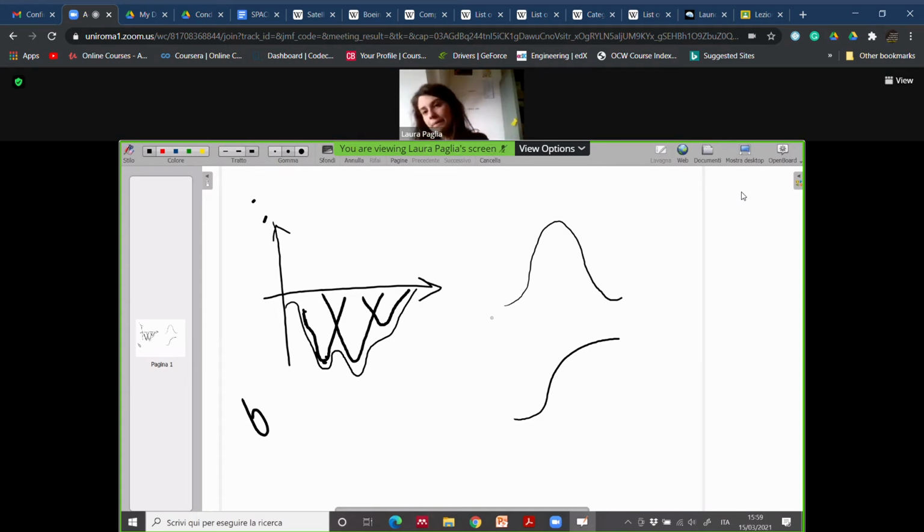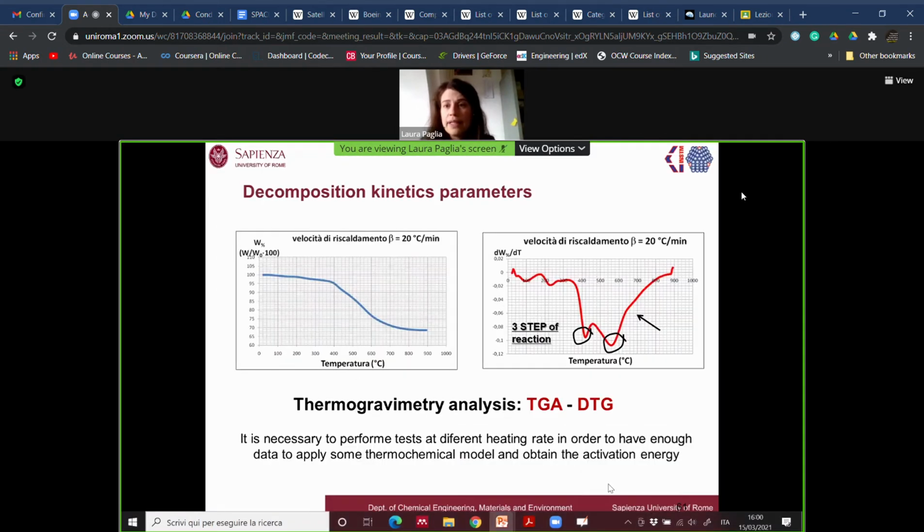Once I have all the Gaussian curves, I can apply the method that we saw together, for example, the Friedman method, in order to obtain the activation energy. And then I can apply also some mathematical tool in order to obtain also the pre-exponential factor and the order of reaction if I need. Okay, these parameters are very important in order to have all the necessary parameters for the modelization of an ablative material. But not only for this reason.